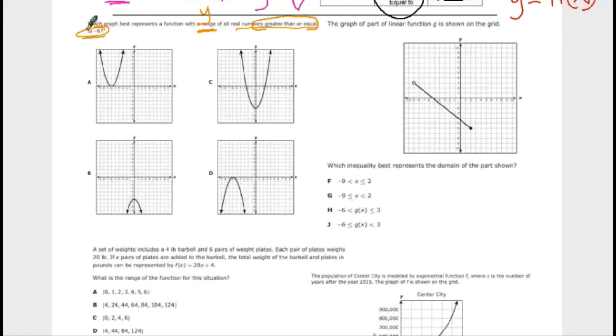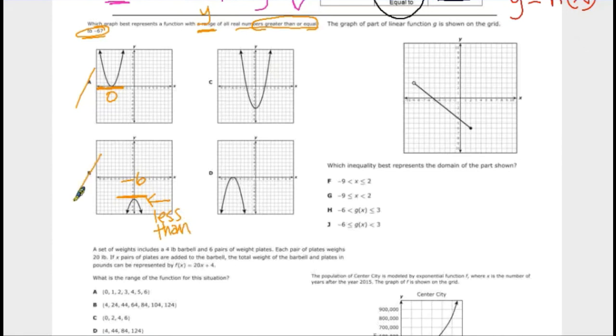Okay? So for range, we're going to look at the very bottom of our graph. Let's look at answer choice A. The very bottom y value of our graph is 0. So that wouldn't be -6, so A cannot work. Let's look at answer choice B. Well, if we look at answer choice B, it is at -6, but all of those values are actually less than -6, and our problem wants greater than, so can't be B.